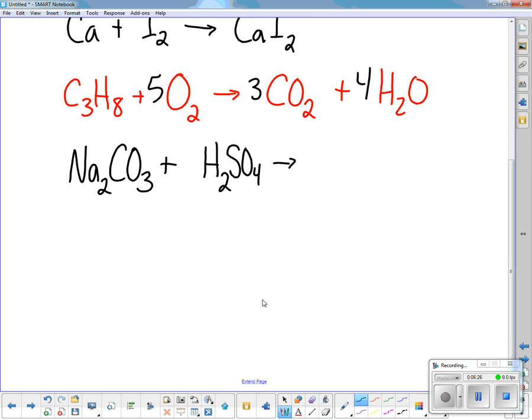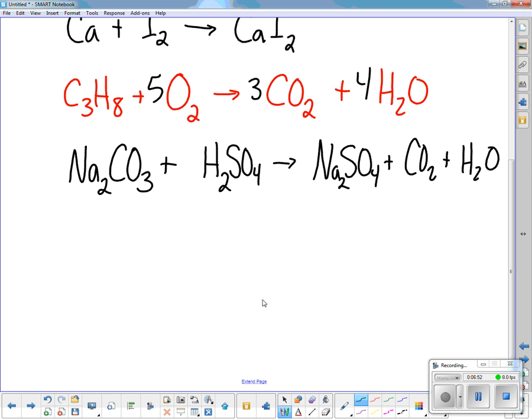We are given sodium sulfate. Sodium was a +1, sulfate was a -2. How many of each do I need? 2 sodiums, good. Plus carbon dioxide, what's that formula? CO2 plus water, H2O. Okay, what type of reaction is this?